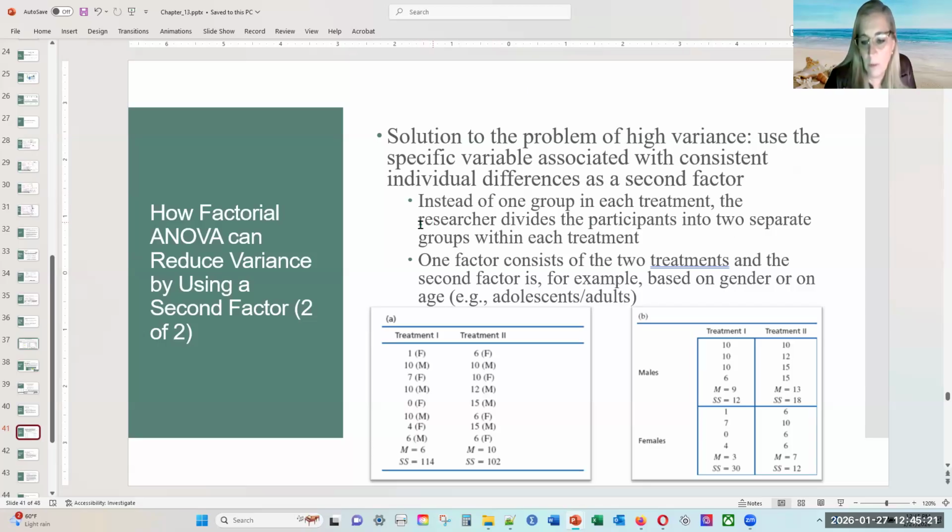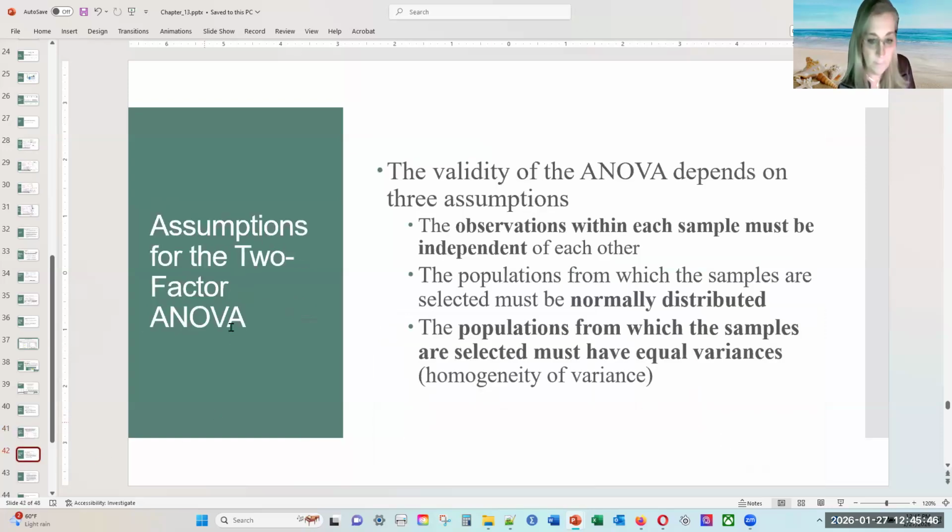So instead of one group in each treatment, the researcher divides the participants into 2 separate groups within each treatment, right? So one factor consists of 2 treatments, and the second factor also has 2 treatments based on gender, right? So you end up with a 2 by 2 instead of just doing a simple one-factor ANOVA.